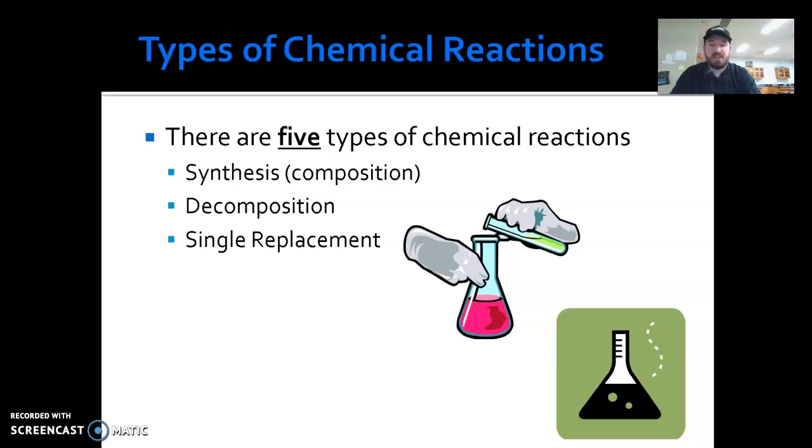Our next type is a single replacement reaction, and our abbreviation for that would be SR. Double replacement reaction is our fourth type, and our abbreviation would be DR. And then our fifth and final type of reaction is a combustion reaction, and we will give this the abbreviation C, right? And you'll see this is why we call the first one synthesis reaction, just for abbreviation purposes mostly. Alright, so you should have all 5 of those listed, plus the abbreviations.